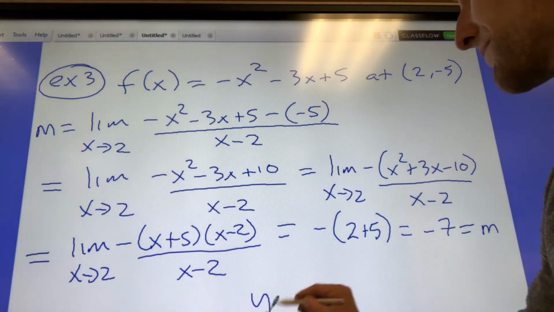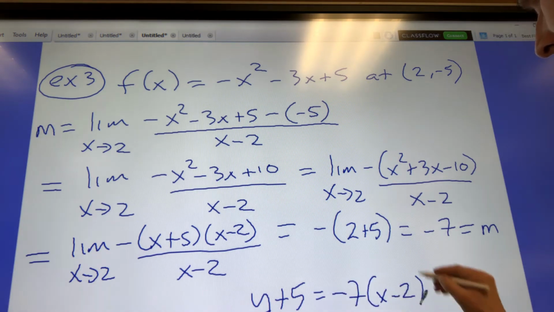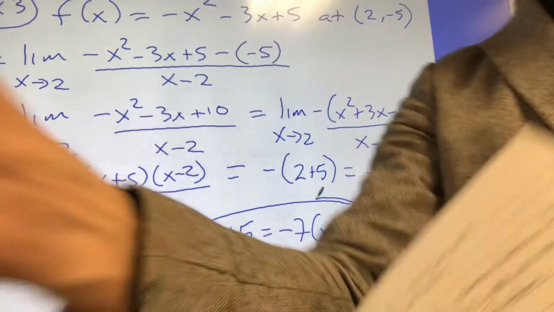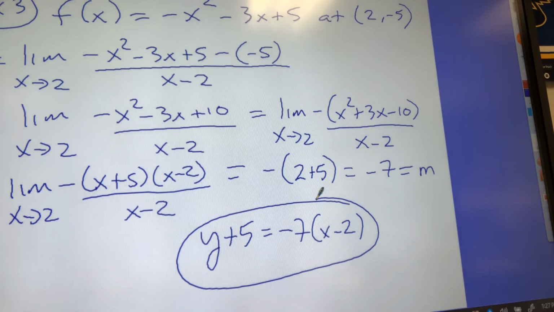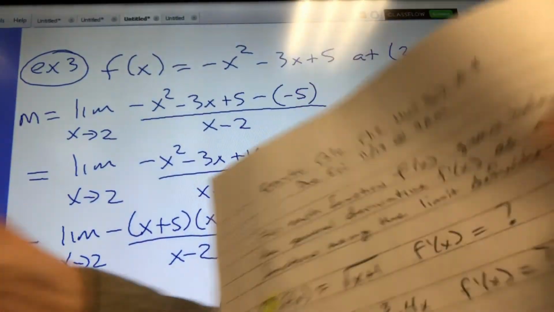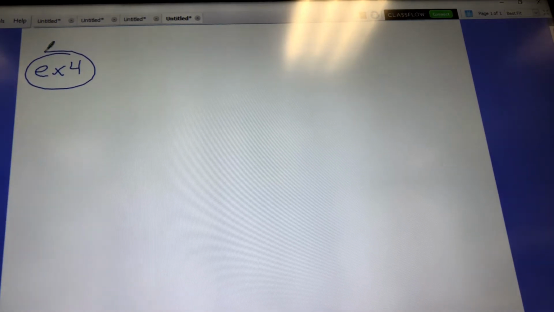So y minus the y value, y minus the negative 5, is y plus 5, is equal to the slope times x minus the x value. All right, let me move that down a little bit and let you see that. And I'm going to give you 2 more special types here, like a rational function. Example 4. I'm going to give you a few more types here.